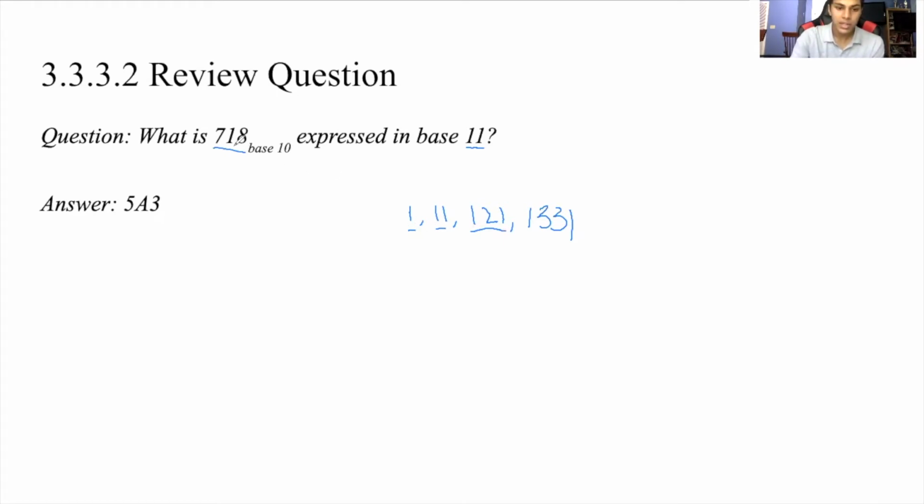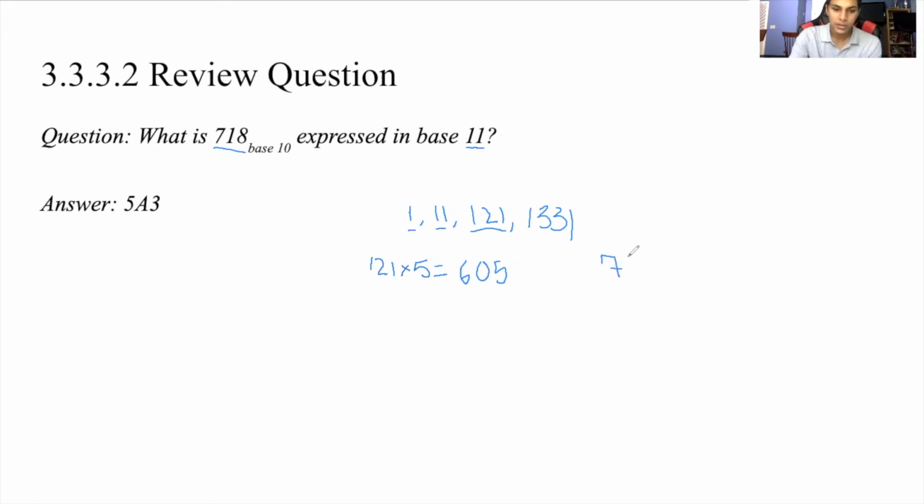So 718 first we need to divide by 121. Well, how many times does 121 go into 718? So the answer to that is 5 times, because if we multiply 121 by 5, we get 605. And if we add 121 to 605, it's greater than 718. So 121 goes into 718 5 times.